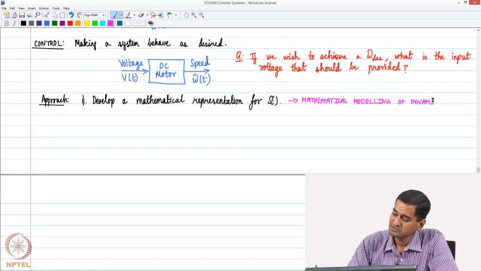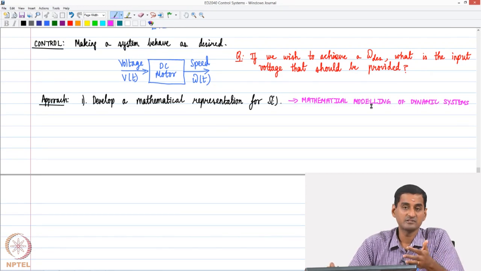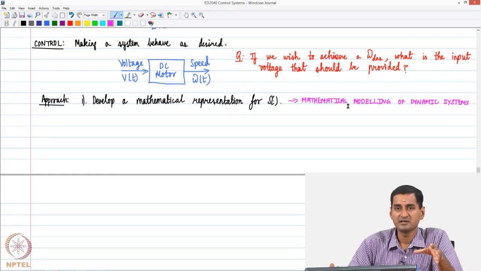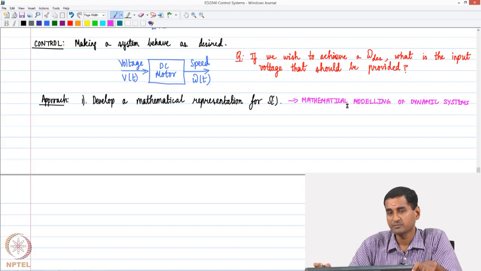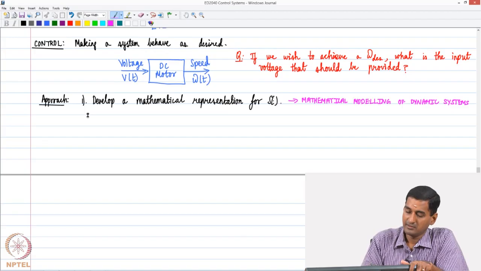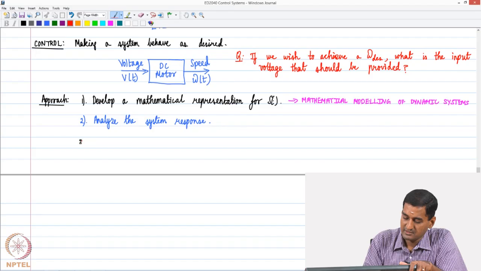Of course there can be various ways of obtaining these mathematical models. By and large, in this particular course we would employ physics based models. Of course we can also have data driven models or empirical models, and sometimes we use both. We use physics to derive part of the model, and a part of the model is obtained by using experimental data. So there can be a semi empirical approach also. But the first step is to develop a mathematical representation for the mapping S, and then the second step is to analyze the system response. And then the third step is to design the controller.